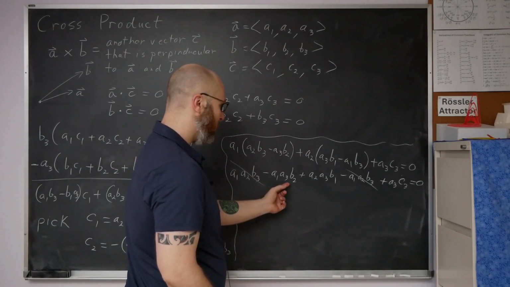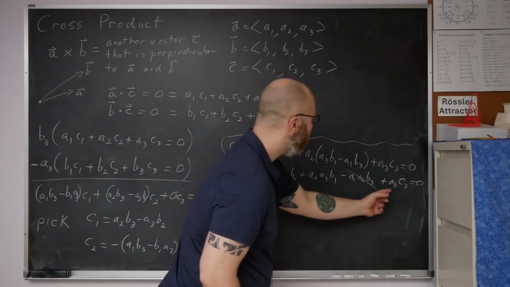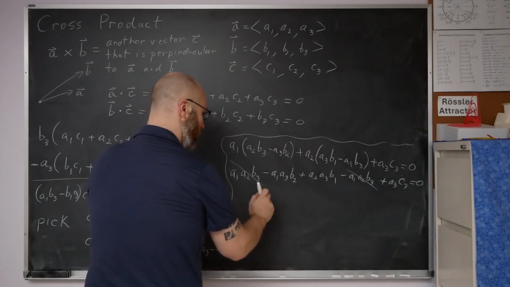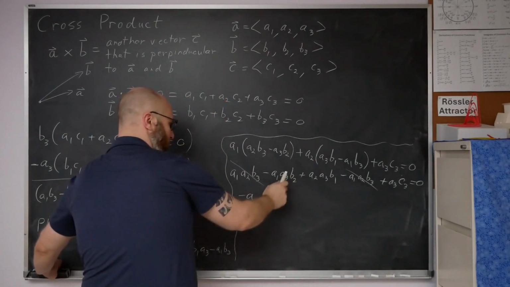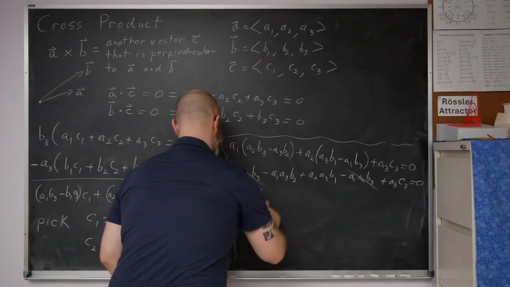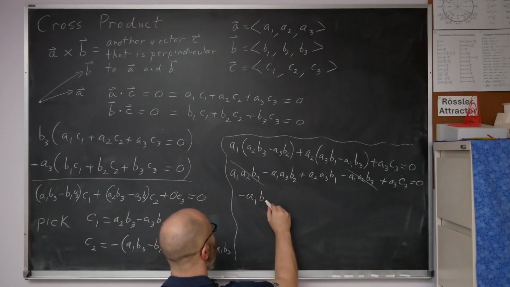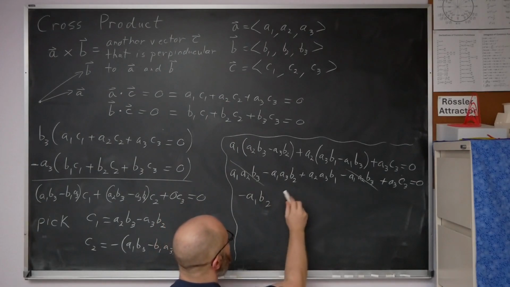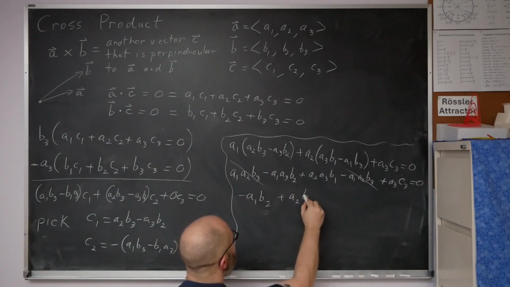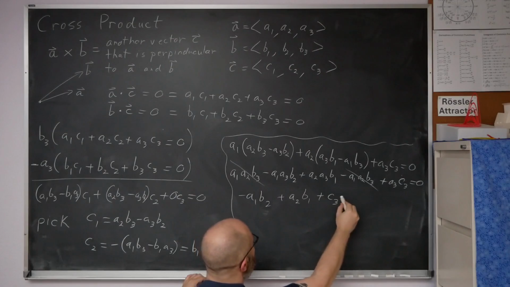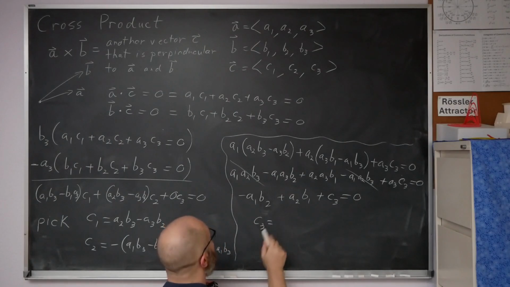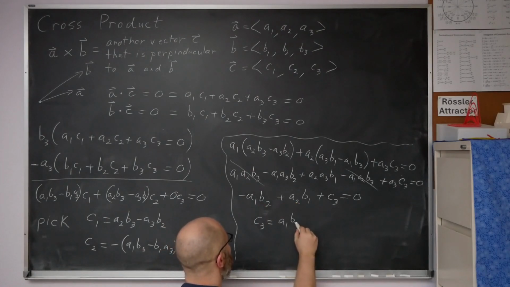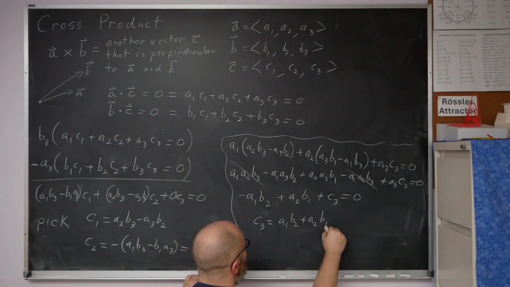And then we can actually divide out an A3 everywhere. So we end up with negative A1, B2. Right from here, I divide out the A3 and have plus A2, B1 plus C3 equals 0. And so then that would mean C3 is equal to, okay, just negate this. So it's A1, B2 minus A2, B1.